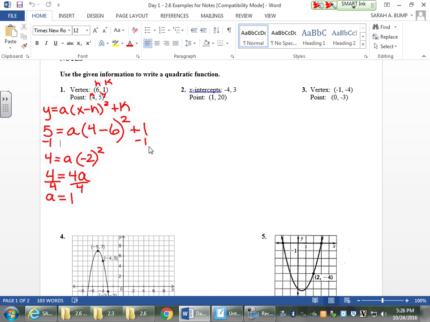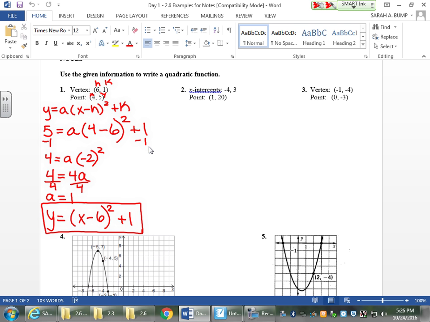Once you have the a value of 1, we just sub in the a, h, and k values into our formula to get y equals an a value of 1, which you don't have to write, x minus the h value squared plus the k value. And there's our function. So we just solved for the exact a value using the information given to us.